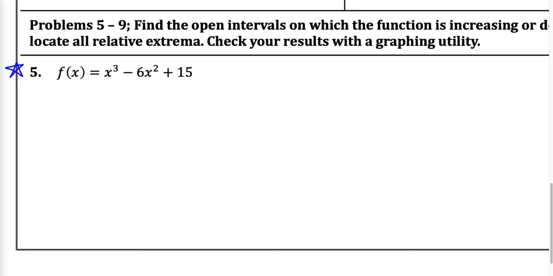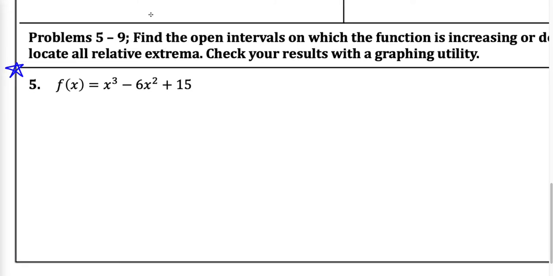So finding a word like increases, decreases, that should immediately jump out to you that that's talking about derivative. Even if you see relative extrema, that'd be like max and min, so that should, hopefully after a little while, make you think derivative as well. So we'll start by just, oh, that's not a marker.